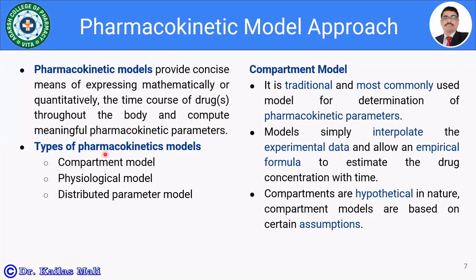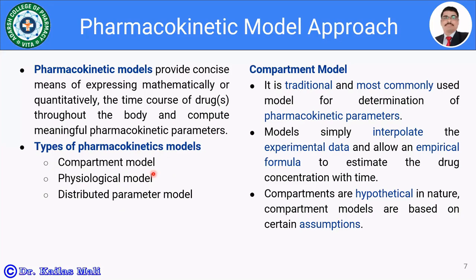There are three types of pharmacokinetic models. The very first one is known as the compartment model, the second one is the physiological model, and the third one is known as the distributed parameter model. In the case of a compartment model, we consider the body as a compartment. For example, one compartment, two compartment, three compartment, likewise.